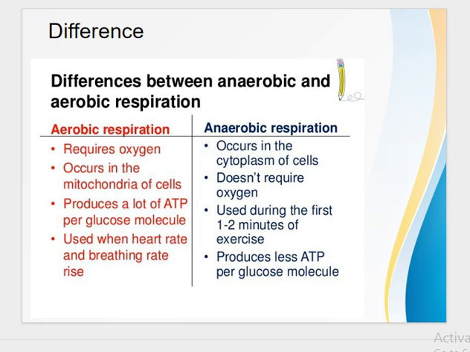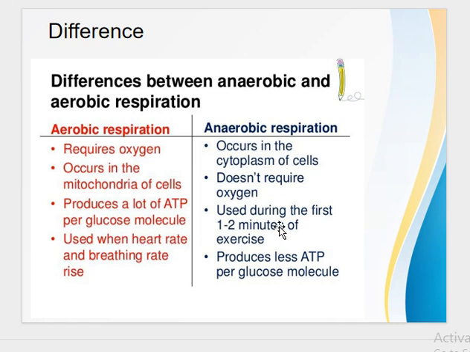In this slide, we describe the difference between aerobic and anaerobic respiration. Aerobic respiration requires oxygen for the process, but anaerobic respiration does not require oxygen. Aerobic respiration occurs in the mitochondria of the cell, while anaerobic respiration occurs in the cytoplasm of the cells. Aerobic respiration produces a lot of ATP per glucose molecule.